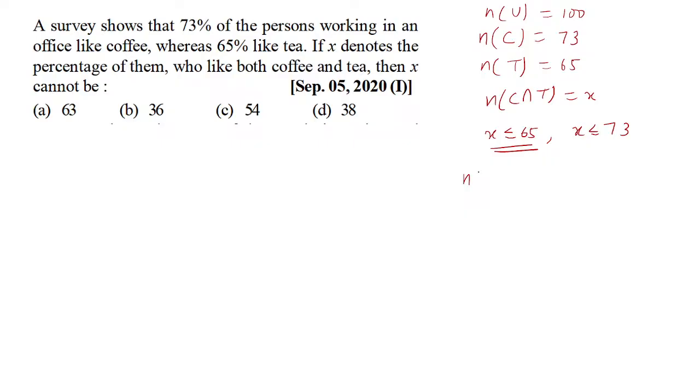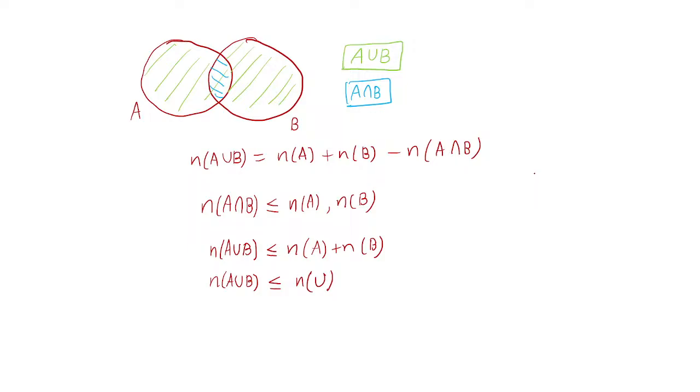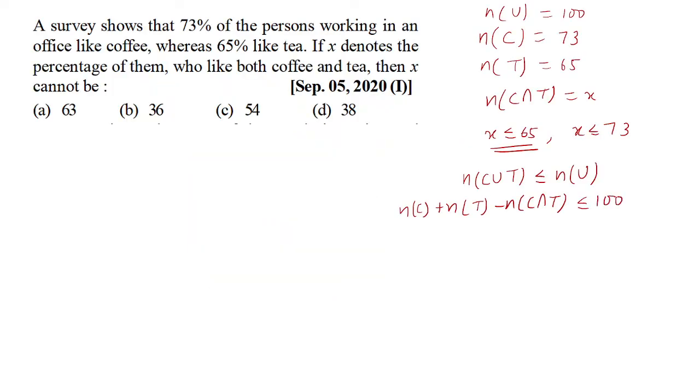You may say number of elements in C union T is always less than equal to number of elements in the universal set. So that means number of elements in C union T will be what? Using the formula that we have seen in the last slide, check it out. So here, less than equal to 100. So n(C) is 73, n(T) is 65, and this is X. So you may say X is supposed to be greater than equal to, if you see carefully, 38.